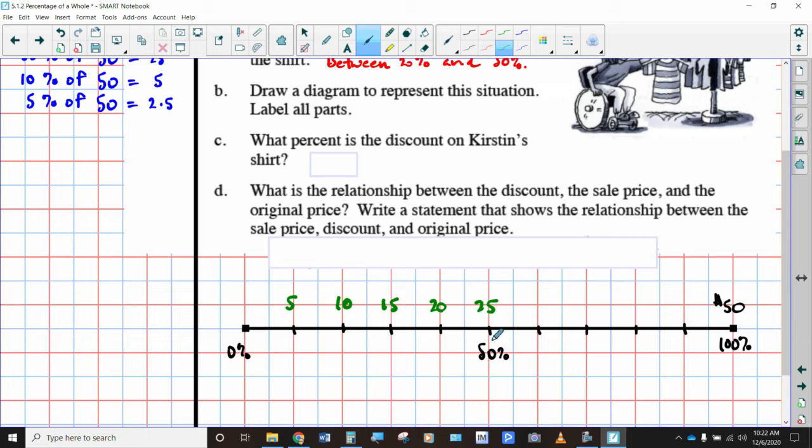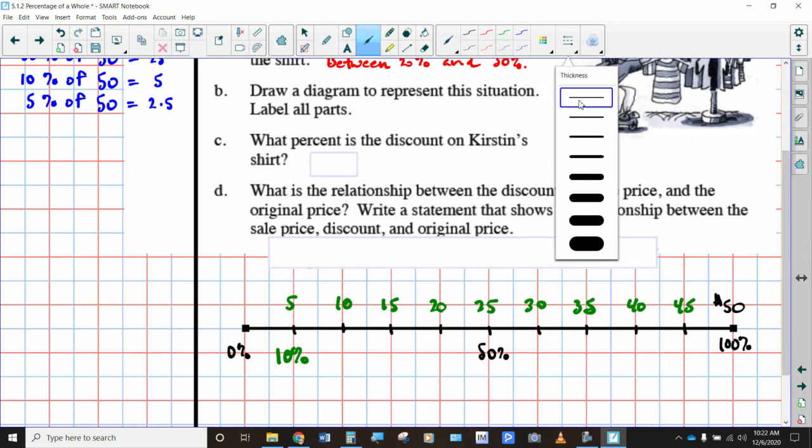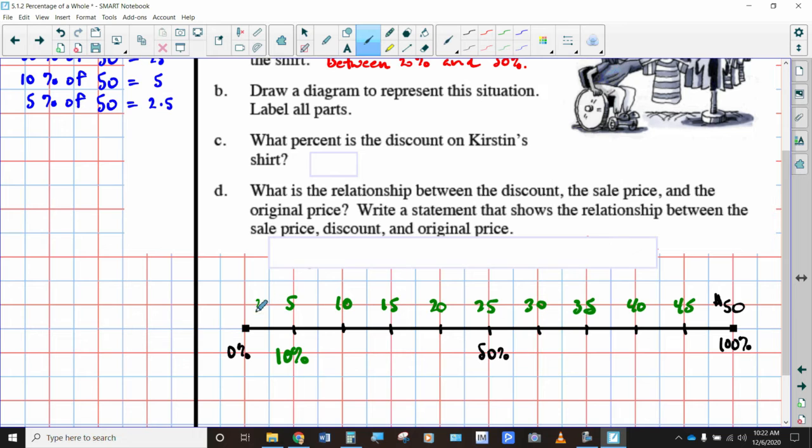Because half of 50% is 25. This should be 30, this should be 35, this should be 40, this should be 45, and this should be 50. Okay, so every 10% is equivalent to $5. Which means that 5% would be $2.50, right? That would be your 5%.